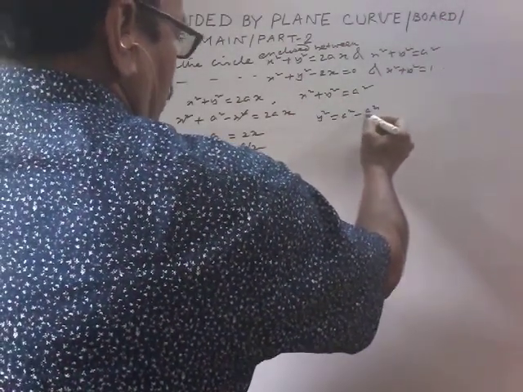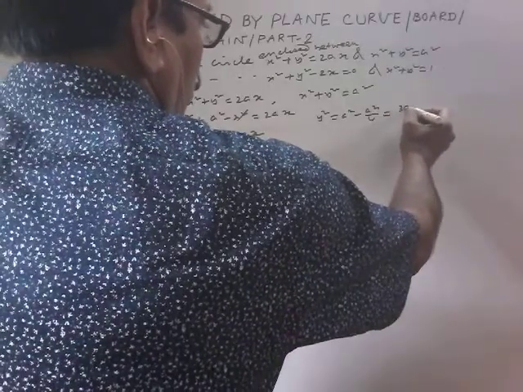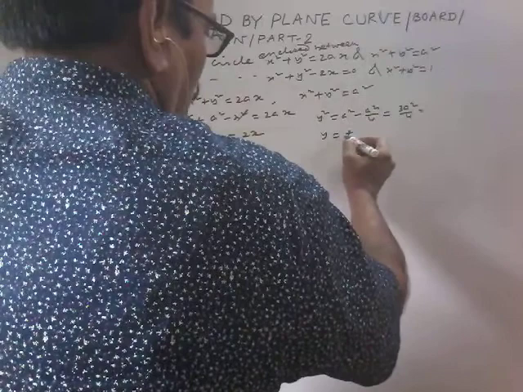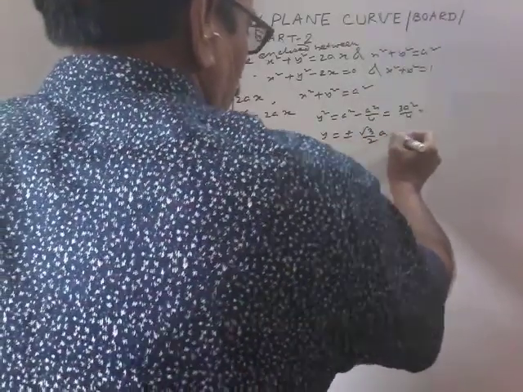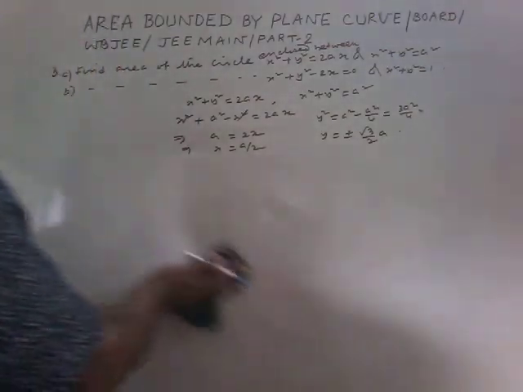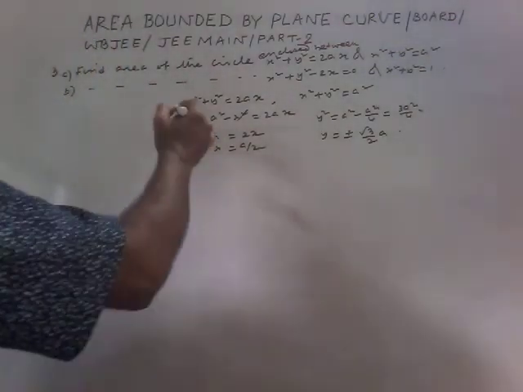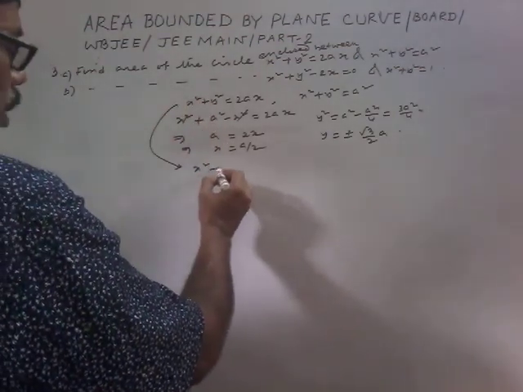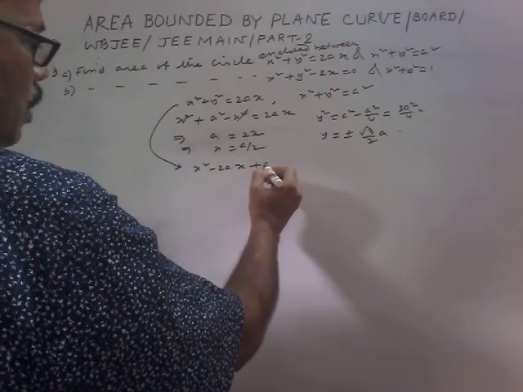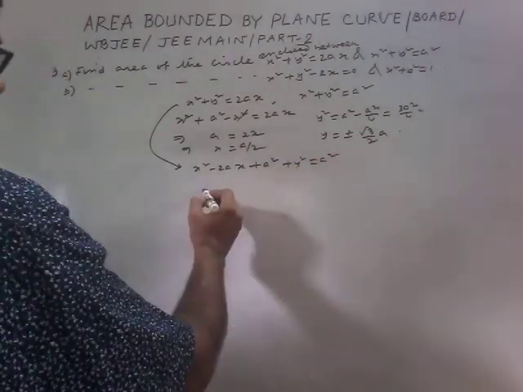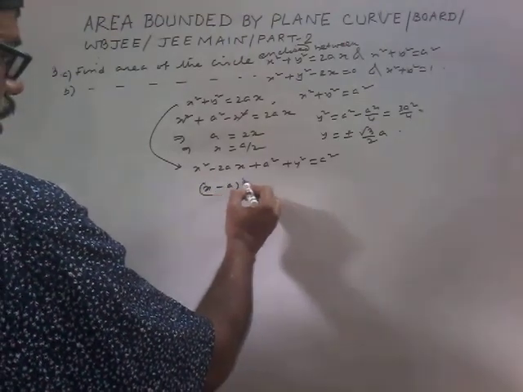a square minus a square by 4, so 3a square by 4, so y equals plus minus root 3 by 2 a. So we are getting the point of intersection. Now this circle can be written as x square minus 2ax plus a square plus y square equals a square. So we can write it in this form.